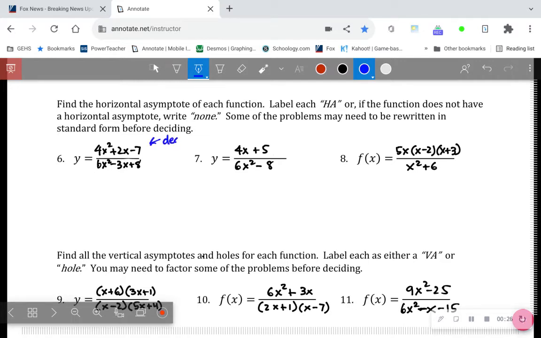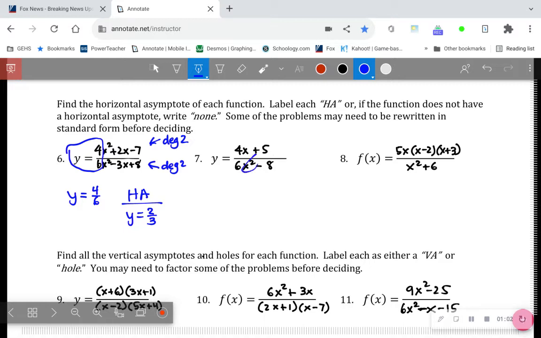This is degree 2, and you get that from the second power, which is the highest exponent. And down here, it's also quadratic. You have a degree 2. Well, in this case, your answer is just that highest degree portion of it. So y equals 4 over 6. And I'll finish simplifying that once I've labeled it as horizontal asymptote and put y equals 2/3.